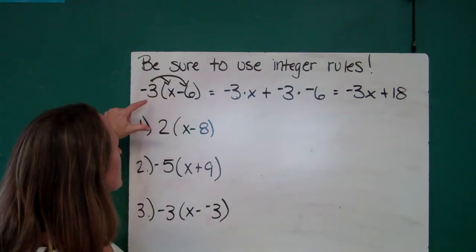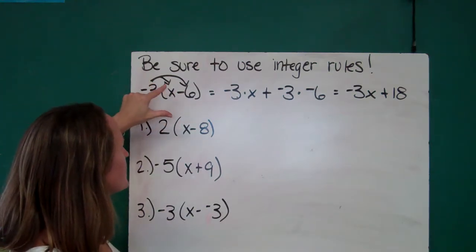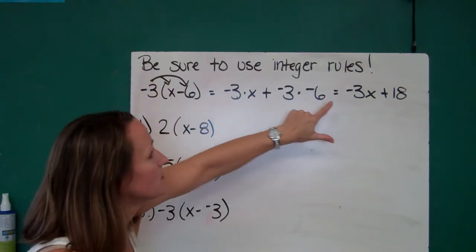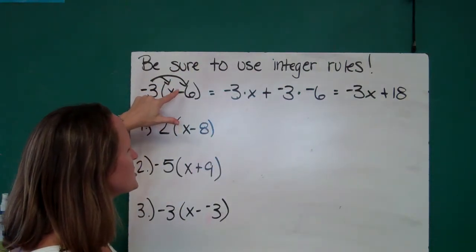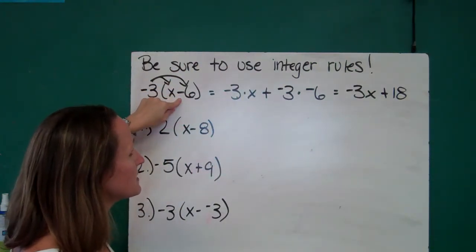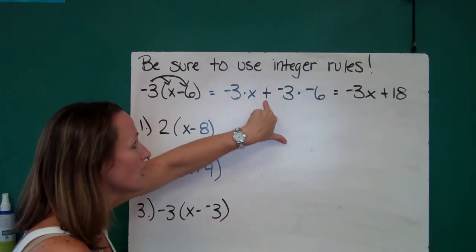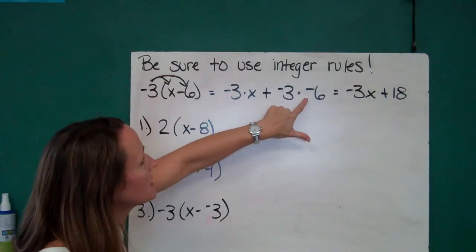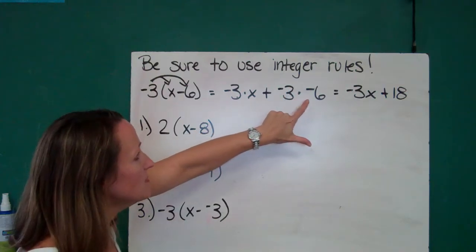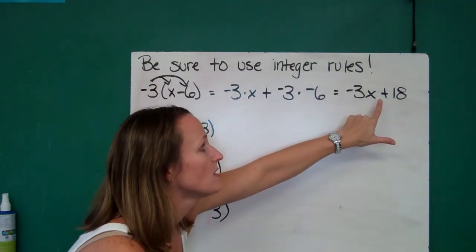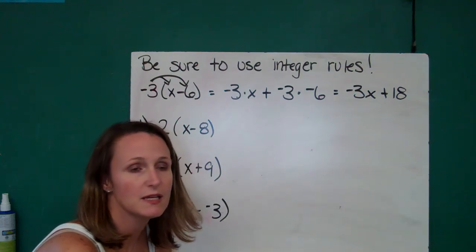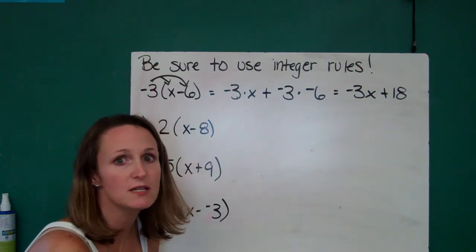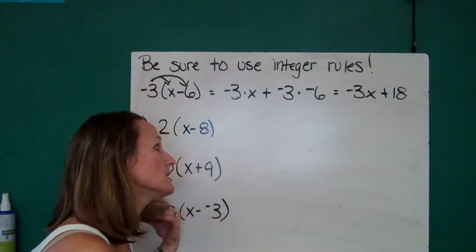So if we look here, I'm still distributing. Negative 3 times x gives me negative 3x. I went ahead and did same switch change right away to make this easier for me. So I changed it to a plus. That gave me a negative 6. And I did negative 3 times negative 6 so that I ended up with positive 18. Do your same switch change right away. Get rid of your subtraction. Then your multiplication part will be easier.